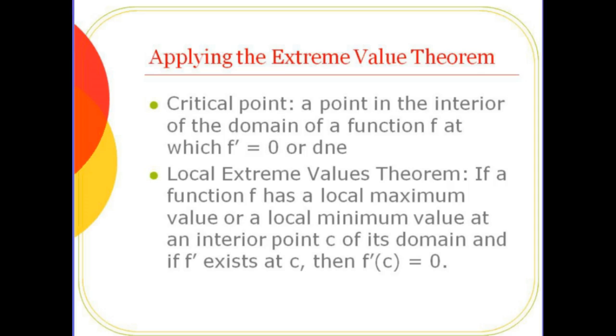You have what we call the local extreme value theorem that says if a function f has a local max or a local min at a point c on its domain and f prime exists at c, then f prime of c must equal 0. So the local extreme value theorem tells us that the derivative at that point must be 0.